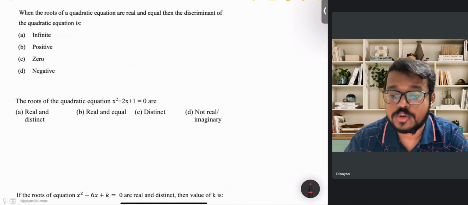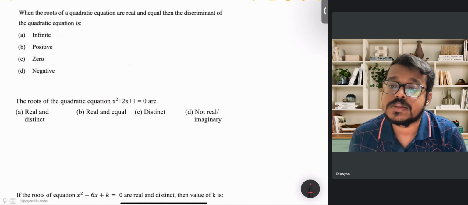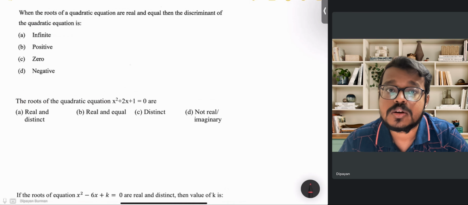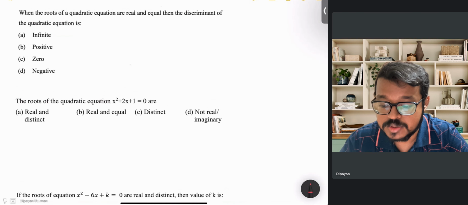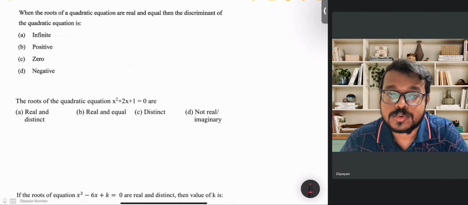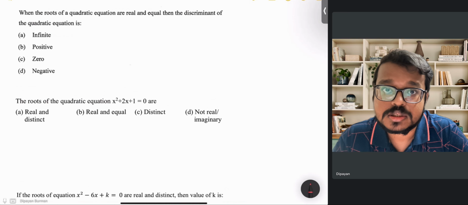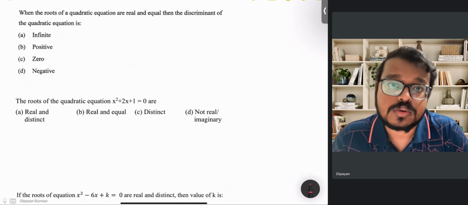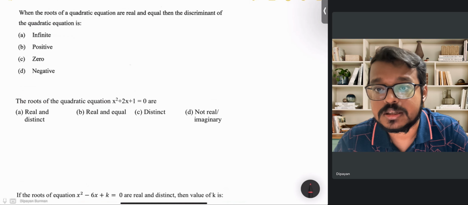Let's continue with a few more MCQs from quadratic equations. Now these questions are based on the nature of roots of quadratic equations. So any quadratic equation can have three possibilities. Either it will have real and equal roots, real and unequal roots, or it will have no real roots, which is the same as having imaginary roots.